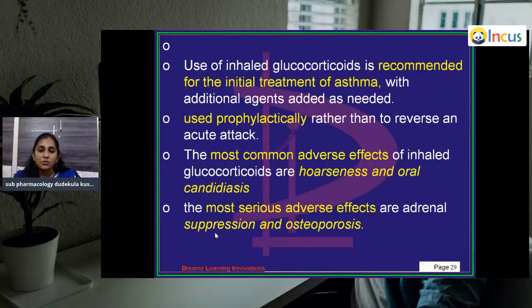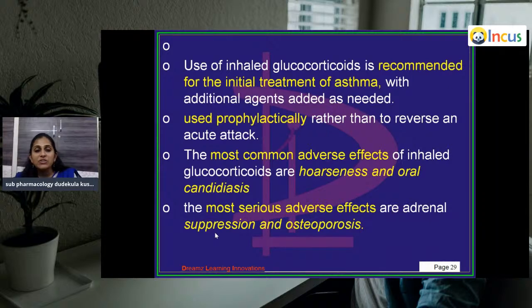Use of inhaled corticosteroids is recommended for initial treatment of asthma so that the acute phase of asthma does not enter into the chronic phase. That is the reason early use of corticosteroids would be beneficial in children. They can be used prophylactically.